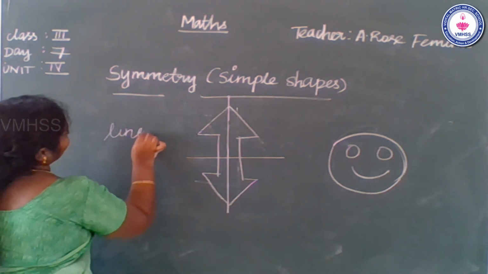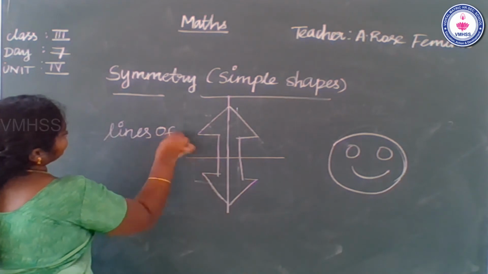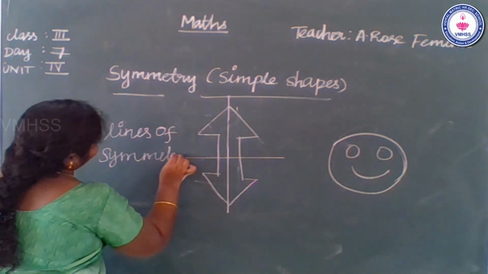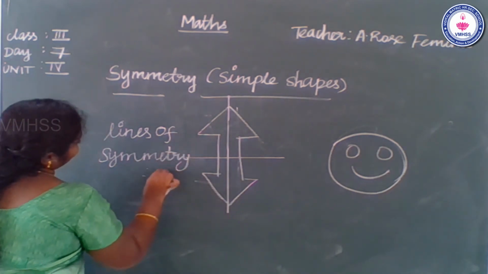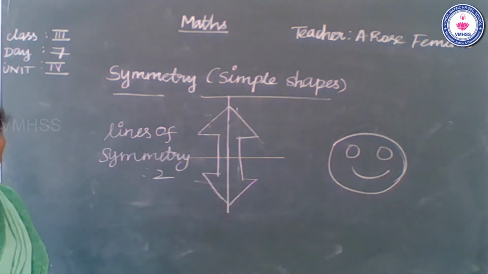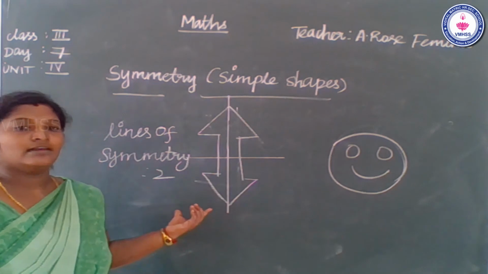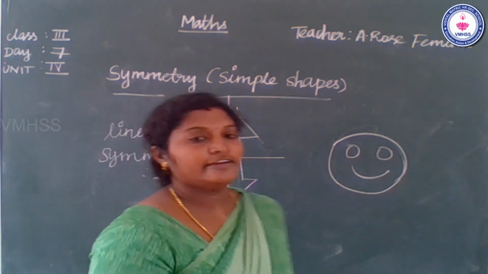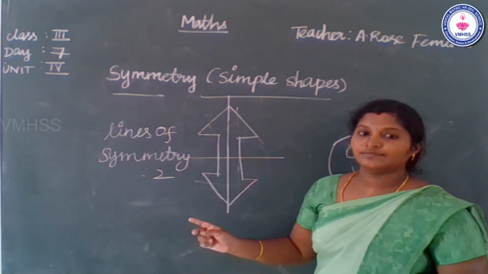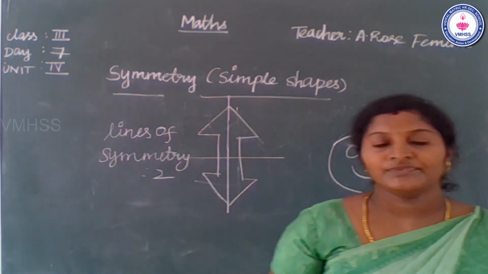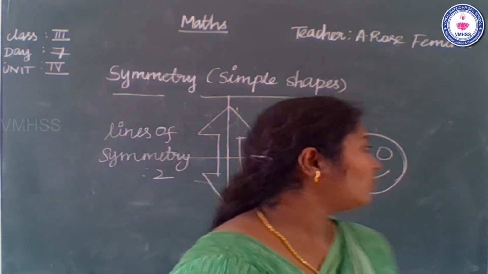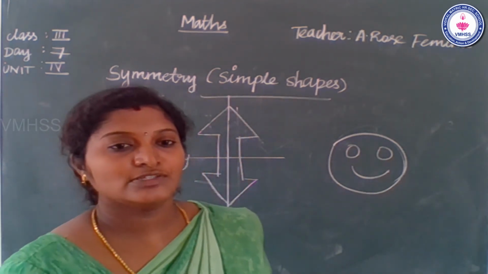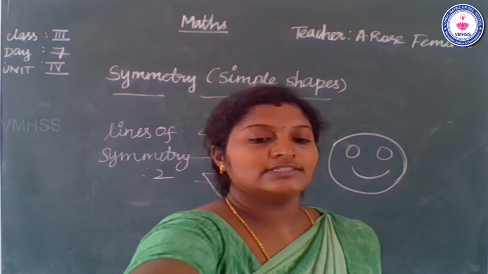Lines of symmetry: two. Please write, students. So this has two lines of symmetry. Okay, write fast. Two. Okay. So what is the next picture? So this is a smiley picture. So what is the next picture?